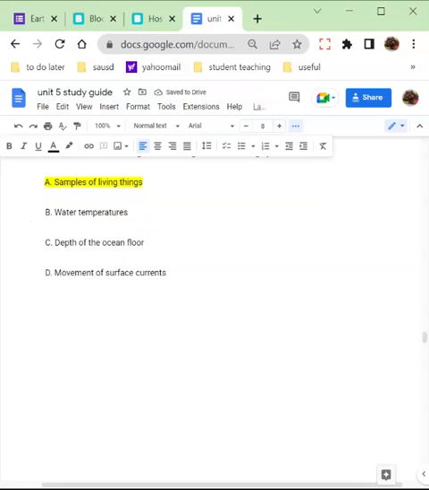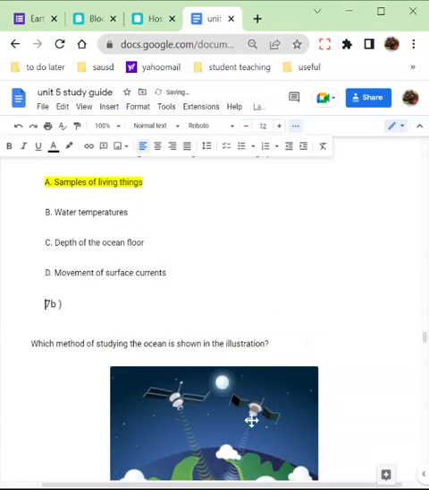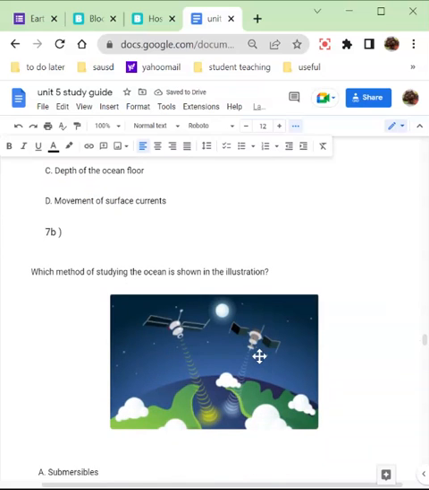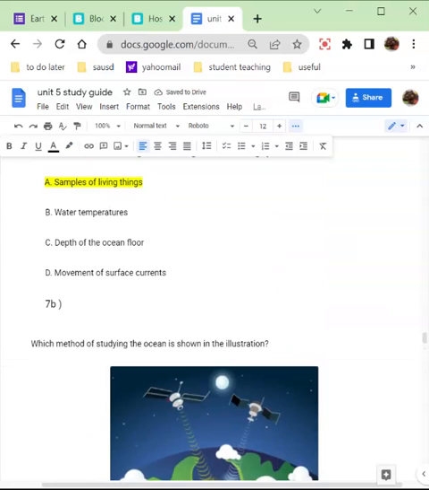So you'll see a picture of the remote sensing satellites. Okay, so this is the remote sensing satellite. It's all the way from the exosphere outside of Earth, and it's super cool that it's able to go all the way down and sense the depth of the ocean floor, the water temperature, and the movement of surface currents.